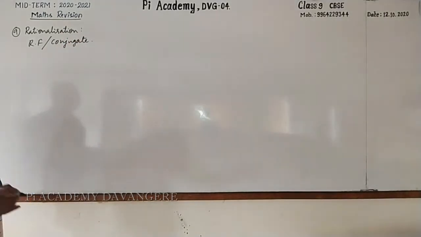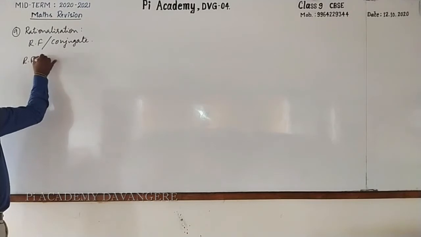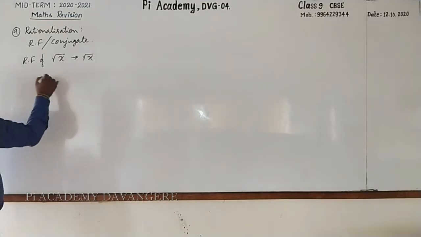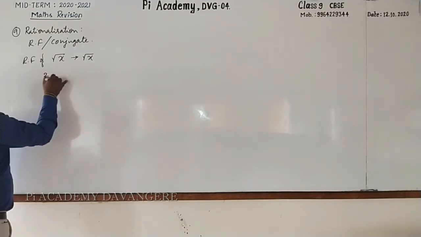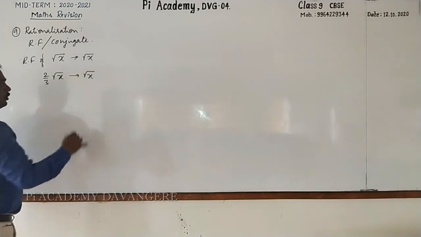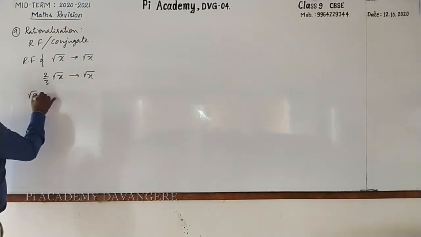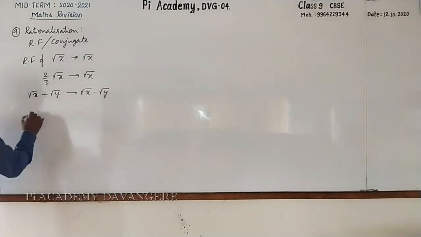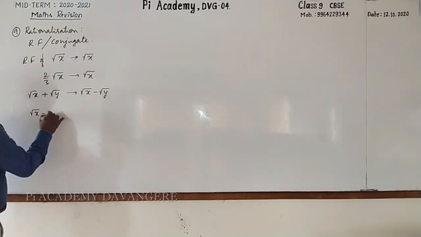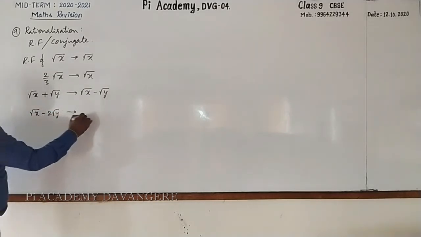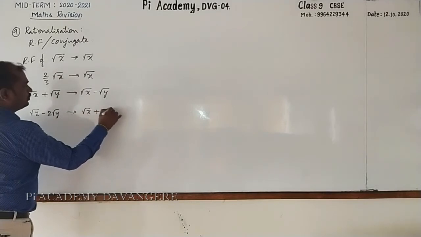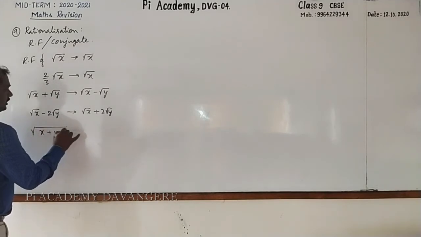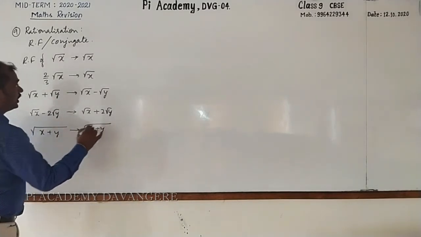If it is so, could you tell what is the rationalizing factor of root x? It is root x only. Rationalizing factor of 2 by 3 root x, again it is root x. If it is root x plus root y, this is root x minus root y. If it is root x minus 2 into root y, this can be written as root x plus 2 into root y. Followed? What about square root of x plus y? This is just square root of x plus y only.